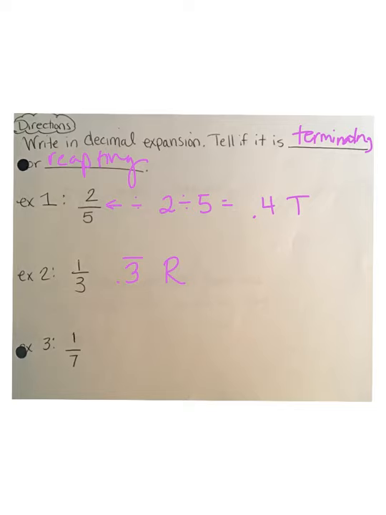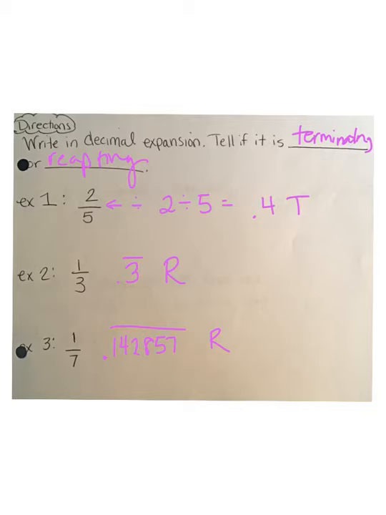1/7 is tricky depending on your calculator. You may or may not see the pattern on this, but this one is repeating. It repeats 1, 4, 2, 8, 5, 7, and then it will go 1, 4, 2, 8, 5, 7, and it keeps repeating that. Sometimes the calculators will round a number so it doesn't look like it's repeating, but that one is a repeating decimal. That's all for this, terminating or repeating.